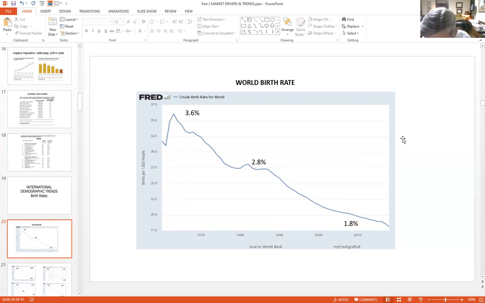By 1985, it was under 3%. And last year, it was, as a matter of fact, under 2%. And we know that 2% is probably not enough to maintain population, because what we don't have on this chart is the number of folks who are dying.